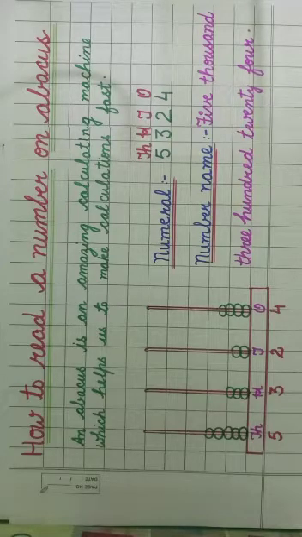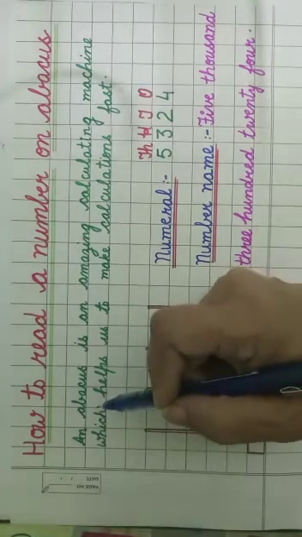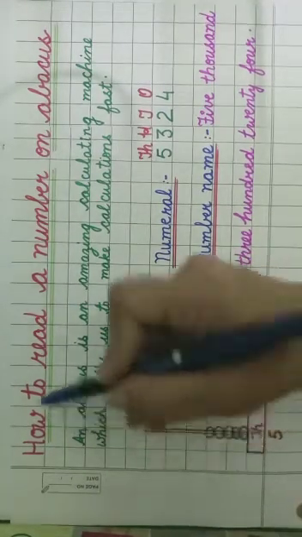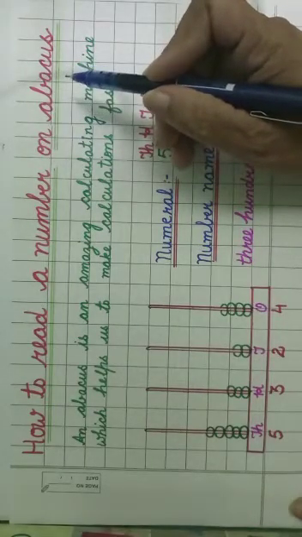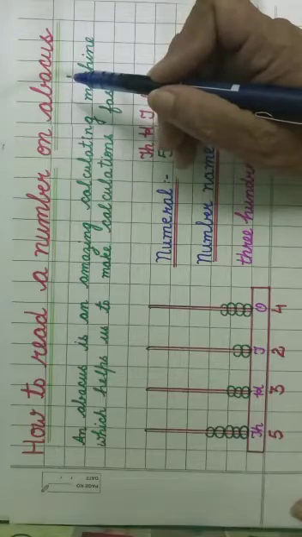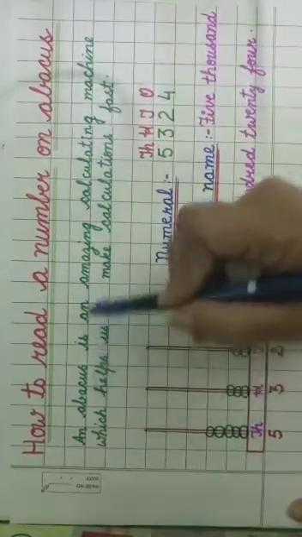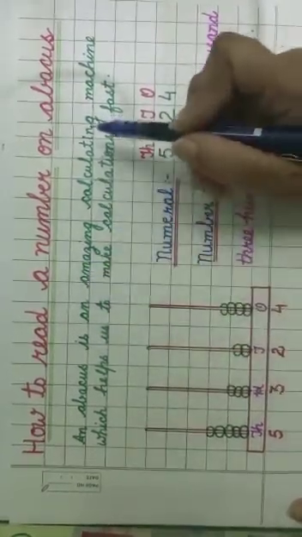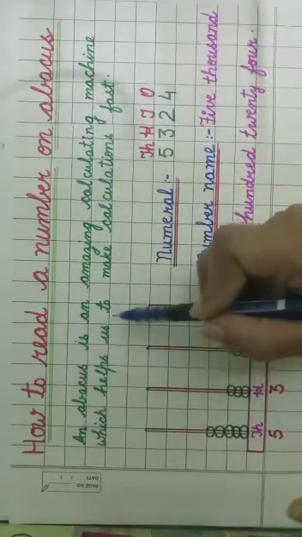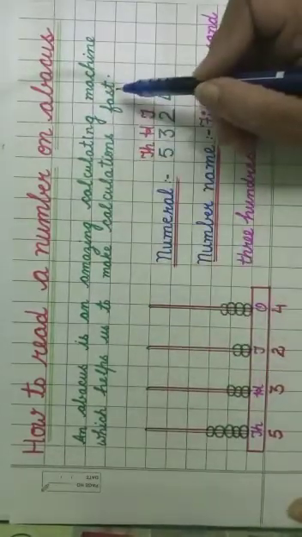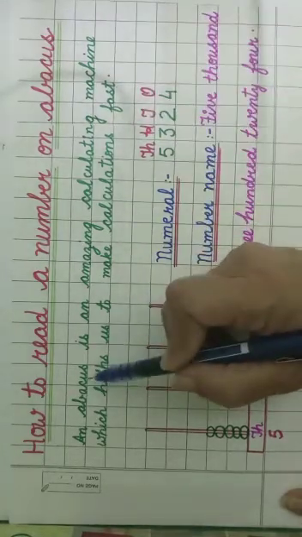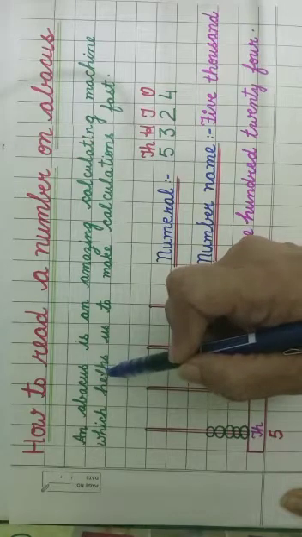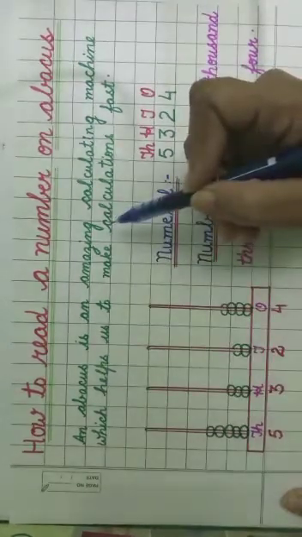Today we will revise the topic how to read a number on abacus. Now the question is, what do you mean by abacus? An abacus is an amazing calculating machine which helps us to make calculations fast. Clear beta? An abacus is a machine which we use to calculate fast.